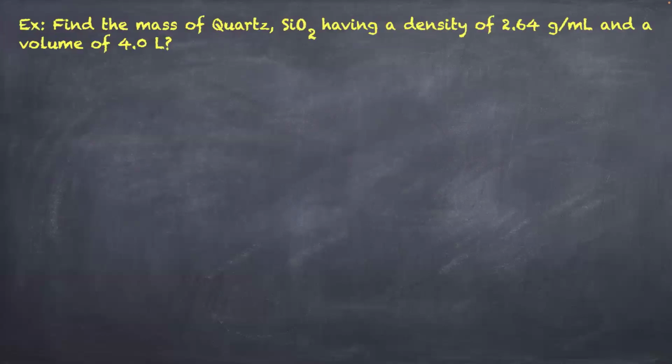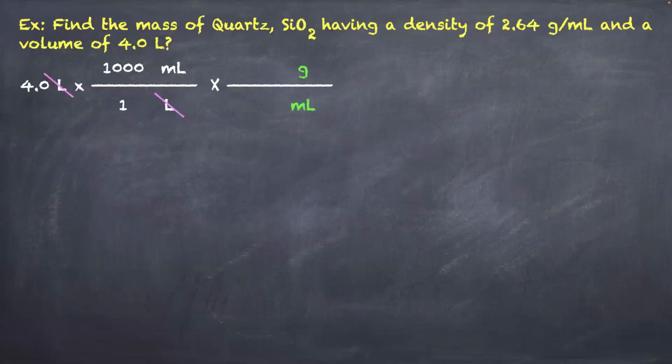This time it's asking to find the mass of quartz, SiO2, having a density of 2.64 grams per milliliter and a volume of 4 liters. Again, as I said, it's best to start with the number that has only one unit in it. So start from 4 liters. However, we have to convert the liters to milliliters because our density is written in milliliters. So the first step is to convert liters to milliliters. For every 1 liter, there's 1,000 milliliters. Liters cancel out. And then next, milliliters has to go at the bottom, grams has to be at the top. And we know based on density that for every 2.64 grams, there is 1 milliliter. So this way milliliters can cancel out and we can get our final answer in grams.